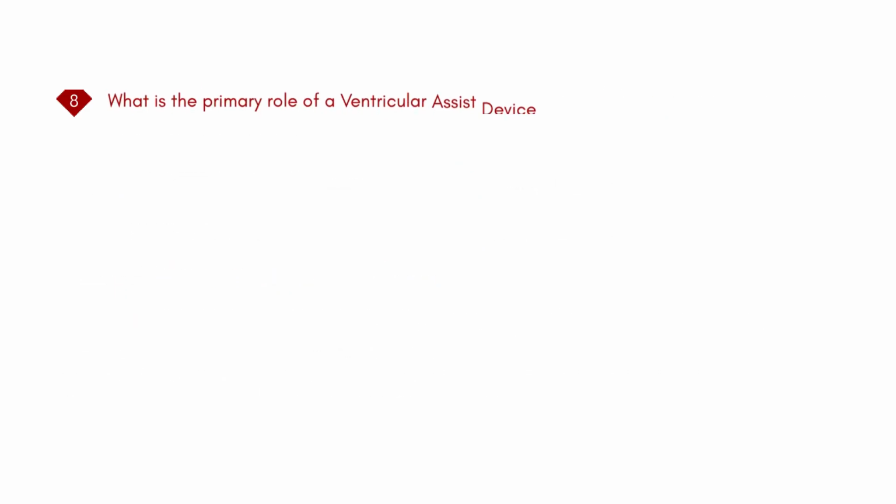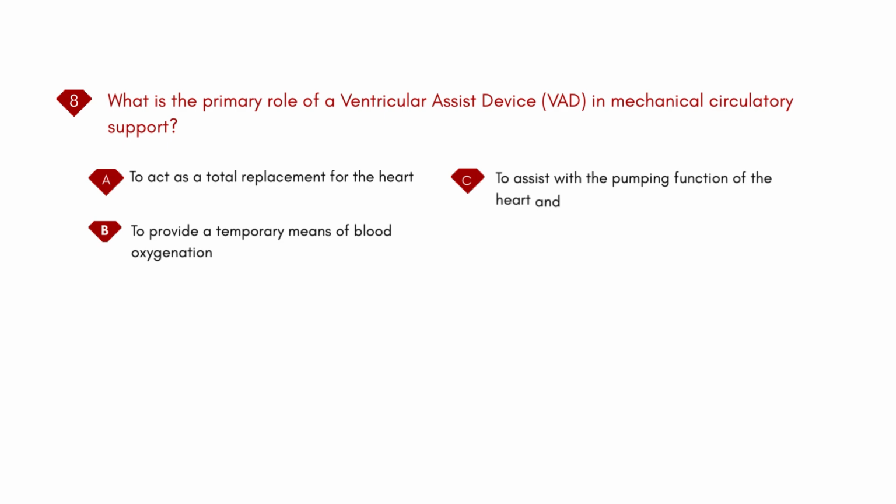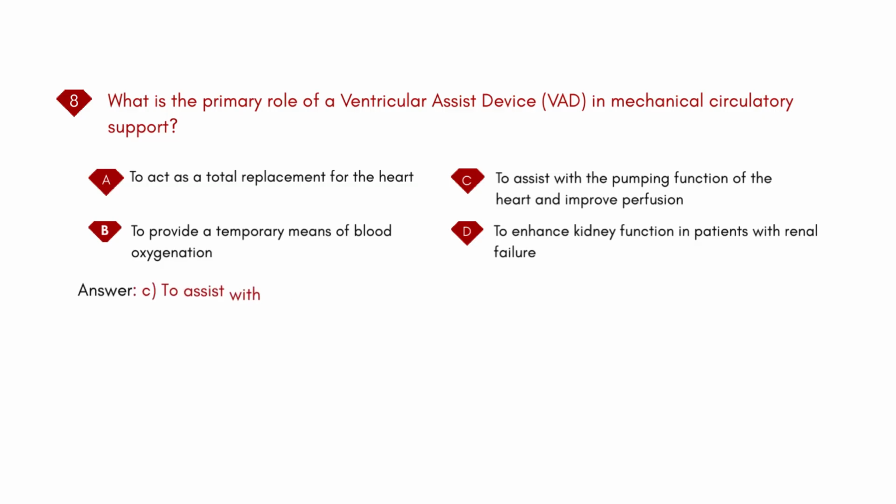What is the primary role of a ventricular assist device, VAD, in mechanical circulatory support? A. To act as a total replacement for the heart. B. To provide a temporary means of blood oxygenation. C. To assist with the pumping function of the heart and improve perfusion. D. To enhance kidney function in patients with renal failure. Answer: C. To assist with the pumping function of the heart and improve perfusion.